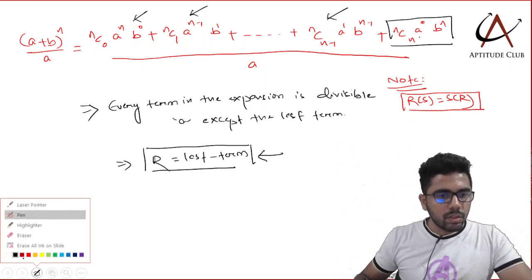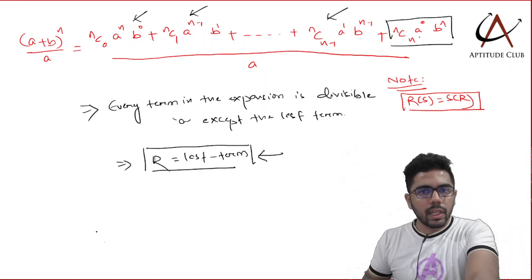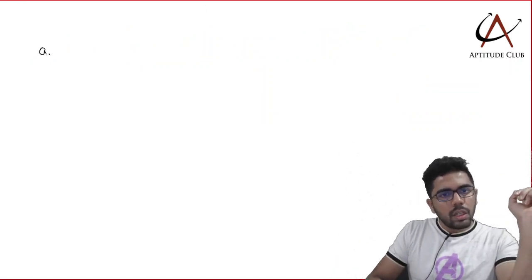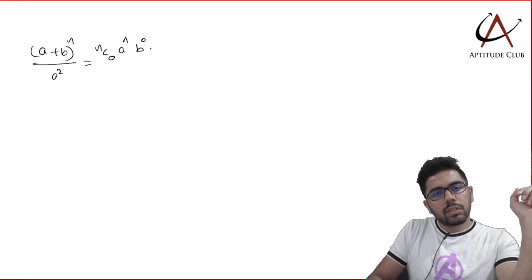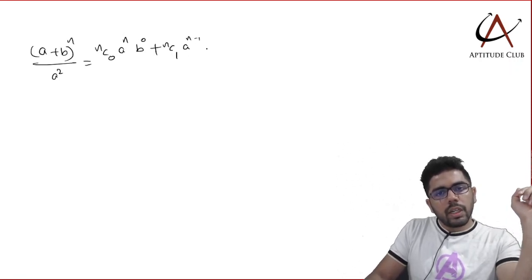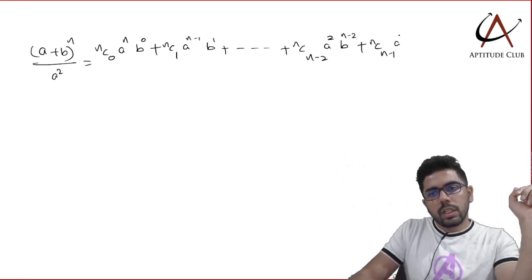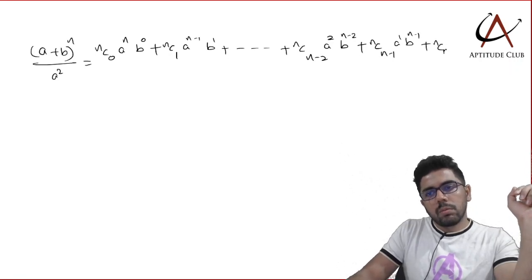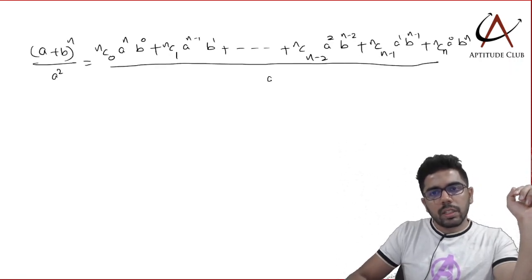ठीक है, for an example. नहीं तो इसको और एक ये कर लेते हैं, एक साथ question करेंगे. सेम लॉजिक में अगर मैं a plus b to the power n, I'll divide it by a square. Then what happens? nc0 a to the power n b to the power 0 plus nc1 a to the power n minus 1 b to the power 1, so on ncn minus 2 a to the power 2 b to the power n minus 2 plus ncn minus 1 a to the power 1 b to the power n minus 1 plus ncn a to the power 0 b to the power n. This total expansion is divided by a square.